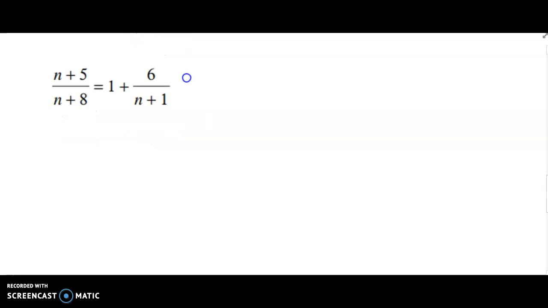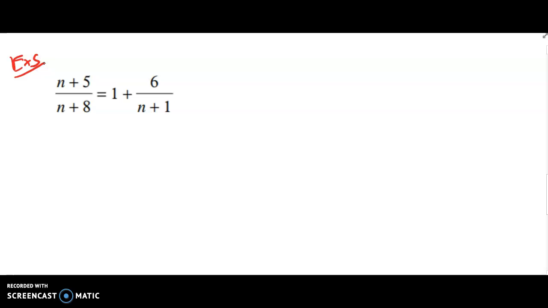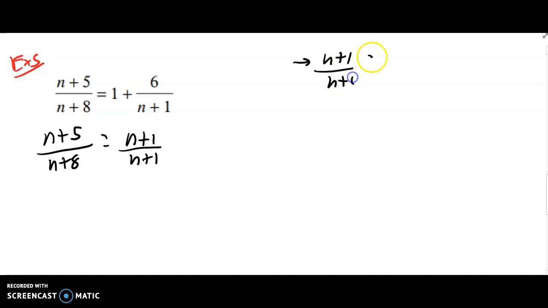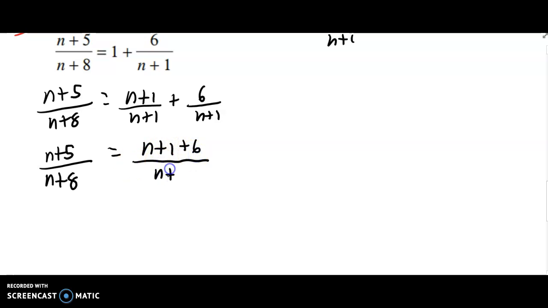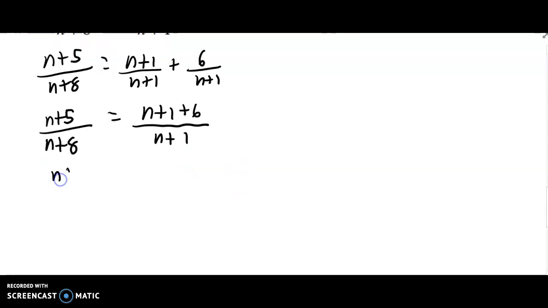Okay, a lot going on here. Let's handle this right-hand side first. If you pause, write the problem. Let's handle the right-hand side first and see if we can get that to be one fraction. I can rewrite this 1 as n plus 1 over n plus 1 because anything over itself is just 1. Okay, on my right-hand side now, they have matching denominators. So I can put them as a single fraction. So n plus 1 plus 6 over n plus 1. Combine like terms up there.